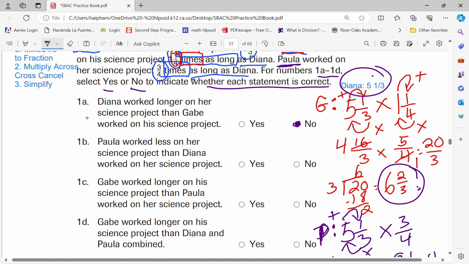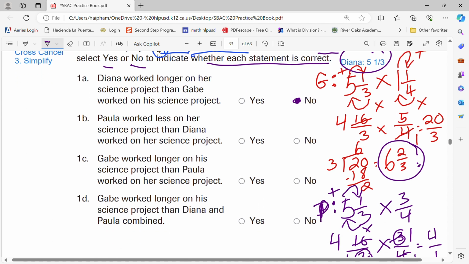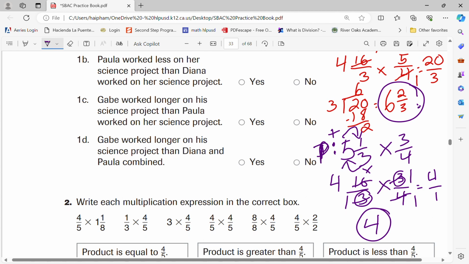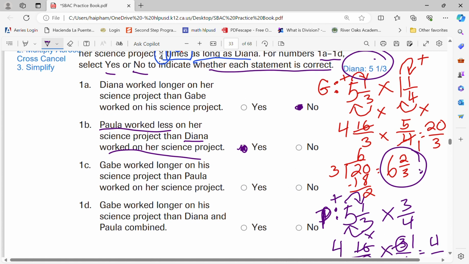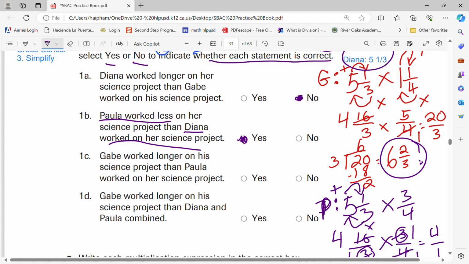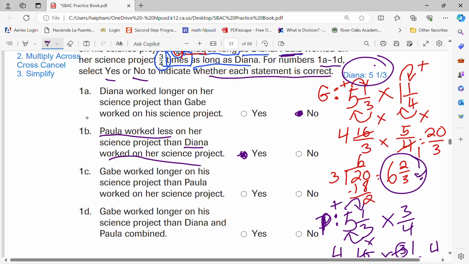Statement 2. Paula worked less on her science project than Diana worked on her science project. Look down here. Paula worked for 4 hours. Diana worked for 5 1/3 hours. So Diana did work more than Paula, so Paula worked less. This is a true statement. Let's mark yes there. Statement 3. Gabe worked longer on his science project than Paula worked on her science project. Gabe worked for 6 2/3 hours, and Paula worked for 4. That is also a true statement here.